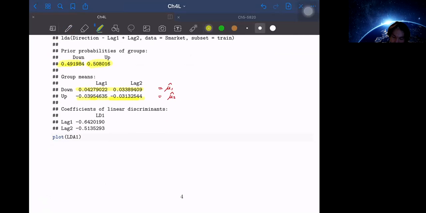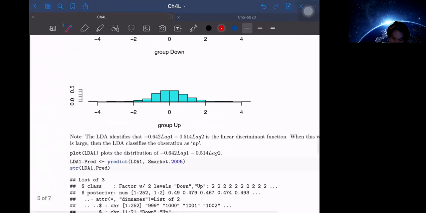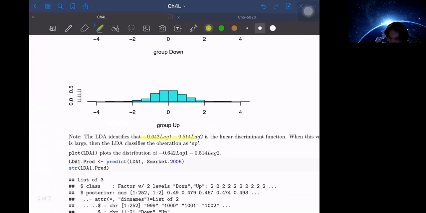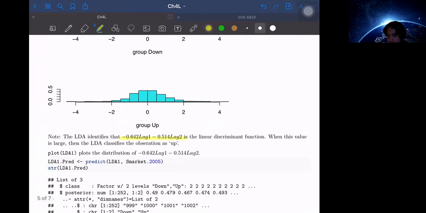Then the coefficients of linear discriminants. That means negative 0.64 times Lag1 plus negative 0.51 times Lag2. This is the best indicator to divide the two groups. So this linear combination is the linear discriminant function, which means it separates the two groups the best.